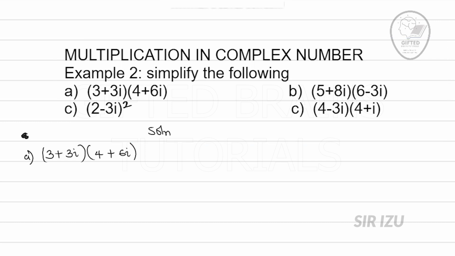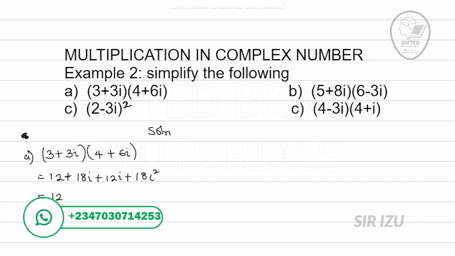All we just need to do here is to use our normal multiplication. 3 times 4 will give us 12. So this is equal to 12. Then 3 times 6i will give us 18i. And then 3i times 4 will give us 12i. And then 3i times 6i will give us 18i squared.